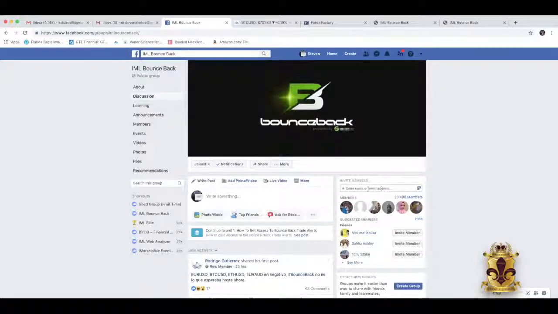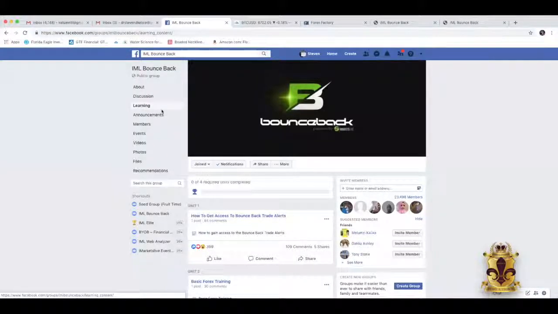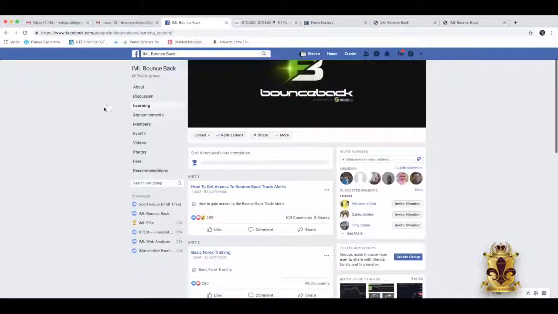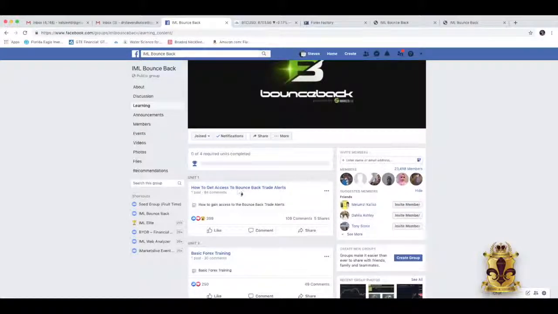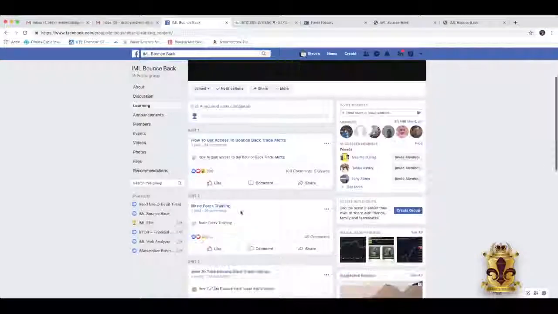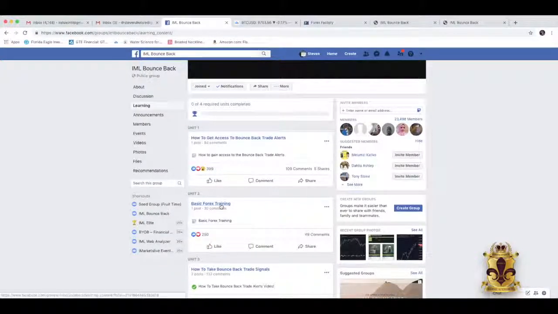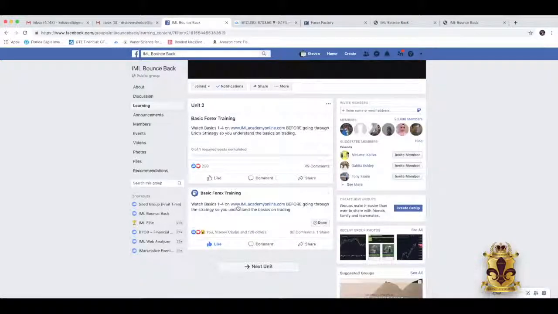So once you get your notification and you become a member, you want to come over to the left side and click on the learning information. Click on learning, and this is how you're going to start to get notifications on the Bounce Back alerts. Once you click on learning, you're going to have how to get access to Bounce Back trade alerts, and then you have basic Forex training as well. If you click on basic Forex training, it should take you to IML Academy. So that's where you're going to be learning your basic information from IML Academy.